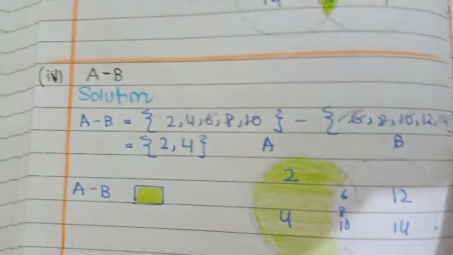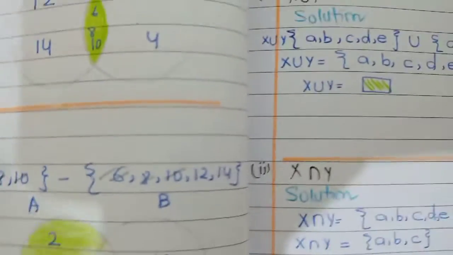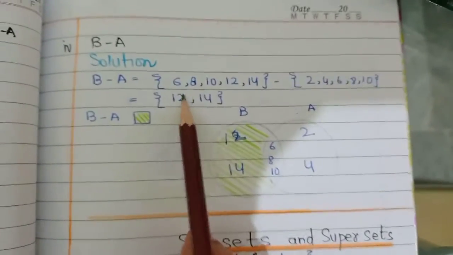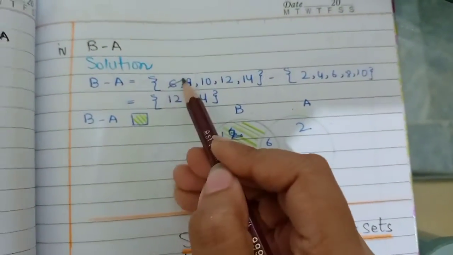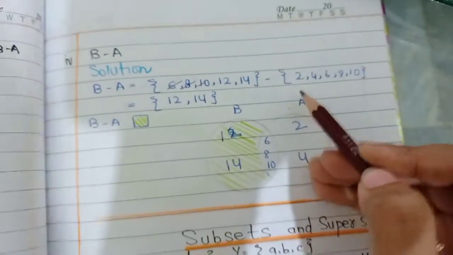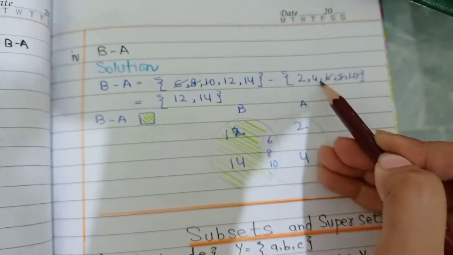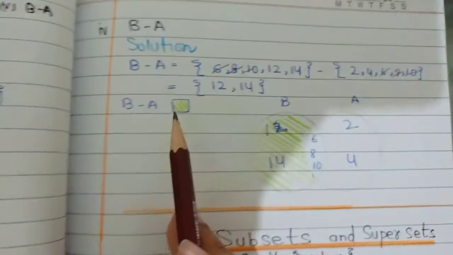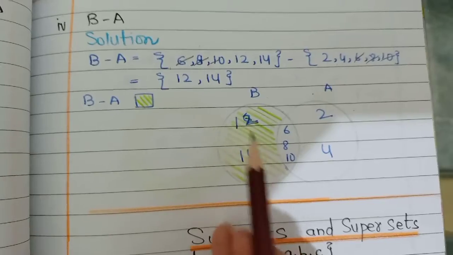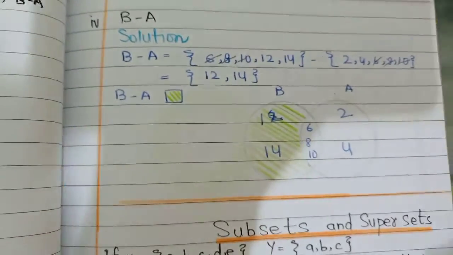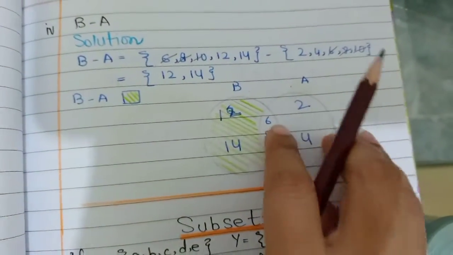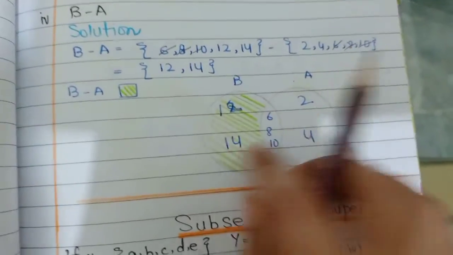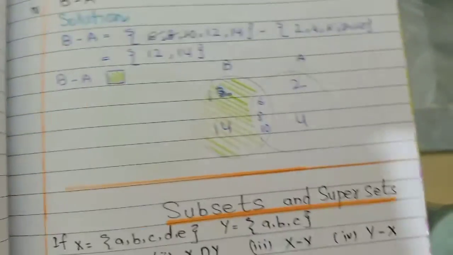When I find out B minus A, I will only write B elements, and common elements will be subtracted. B minus A. See, now this time I will only write 12 and 14. 6 I will cut, 8 I will cut, 10 I will cut. From here also 6, 8, 10. 2 and 4 I will not write down, because I am finding out B minus A. Highlight the areas like this, 12 and 14. This and this you will keep like that only. 12 and 14 shows that this is B minus A through Venn diagram.